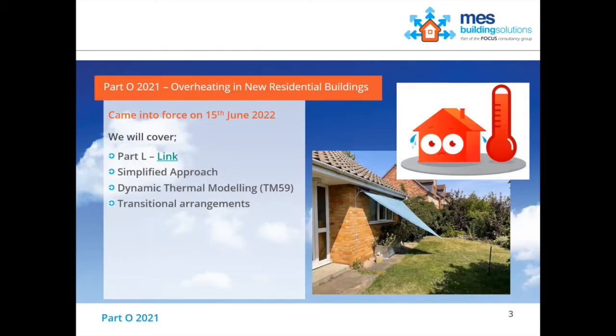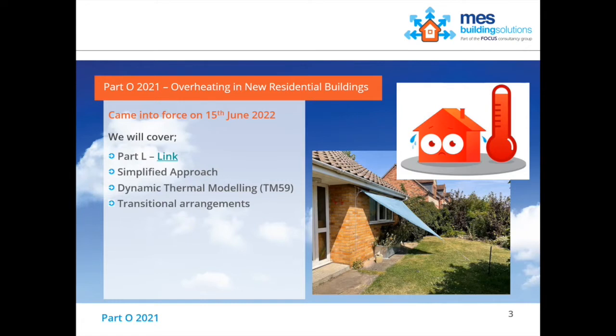So this came into force on the 15th of June. So anything that was submitted for building regulations prior to the 15th of June technically falls under the old regulations. It does fall under the old regs, but there was no Part O, so Part O doesn't apply. So essentially it only applies potentially to projects that were registered with building control post 15th of June this year.